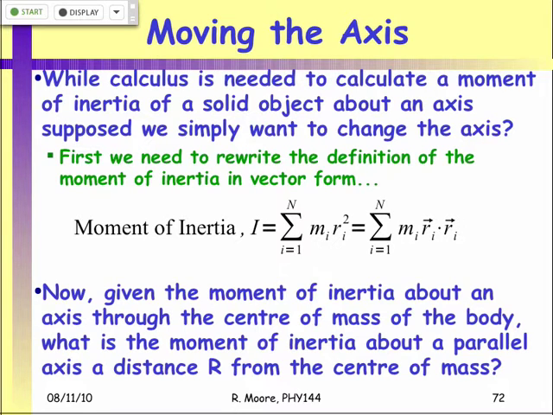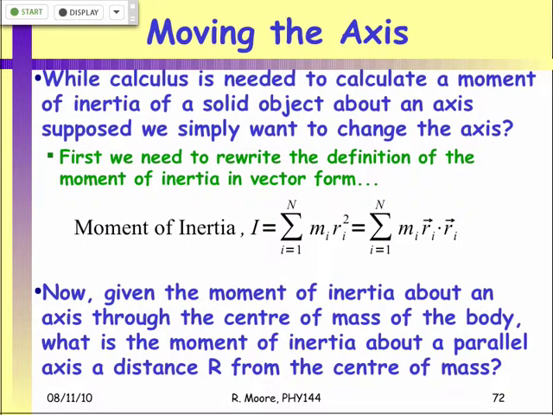But as you could see there, clearly the moment of inertia depends on where the axis is located. And so the question is, if we've gone through all this hassle of doing calculus to calculate about one axis, is there a shortcut that we can take to calculate the moment of inertia about any axis? And it turns out that there is.